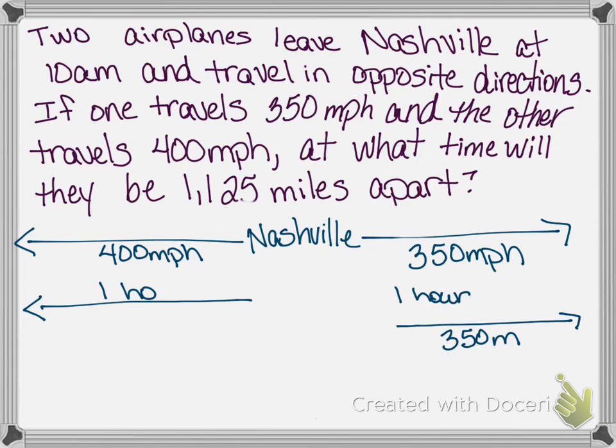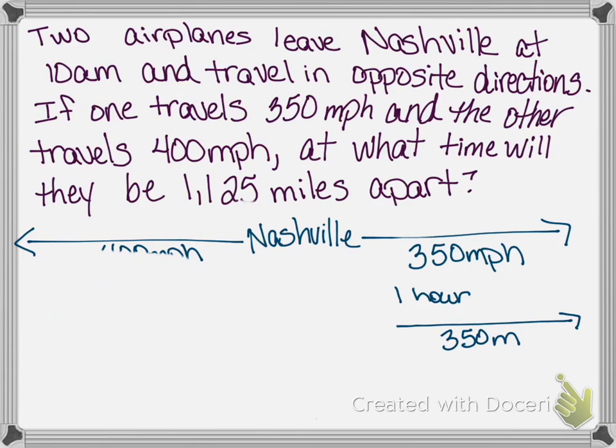So, motherhood. And the second plane, after 1 hour, has traveled 400 miles. So the total distance after 1 hour that they are apart from each other is how much? After 1 hour, how far apart are they? 750 miles. So we're adding those two distances together, and that's the concept that we're going to use on this particular part.